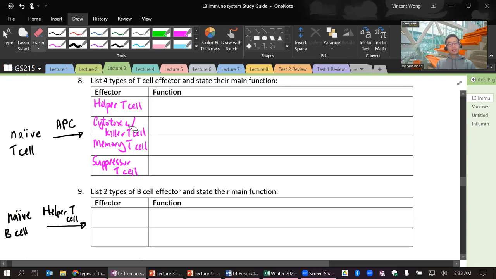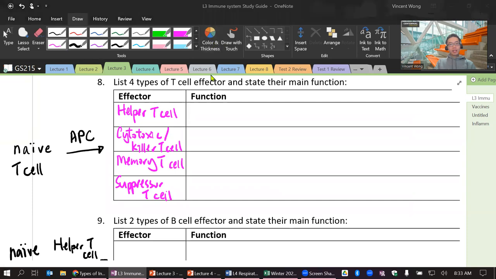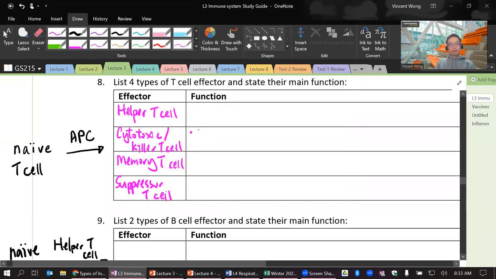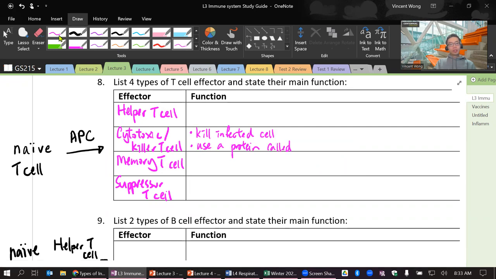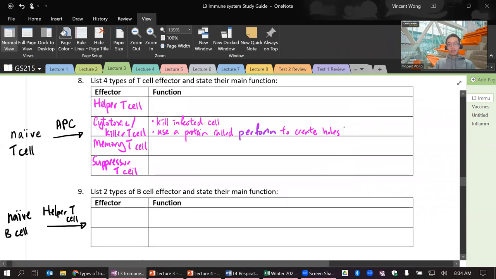The cytotoxic T cells, the killer T cells, will go kill infected cells. Now, I don't think I specifically mentioned this last class. Maybe it's in the notes, I don't remember, but let me just write this down for you. Okay, so we said kill infected cell. I think that's all we had in the note last time, but I didn't tell you how they kill them. So what they actually do is they use a protein called perforin to create holes in the target. In the cell membrane of the target.